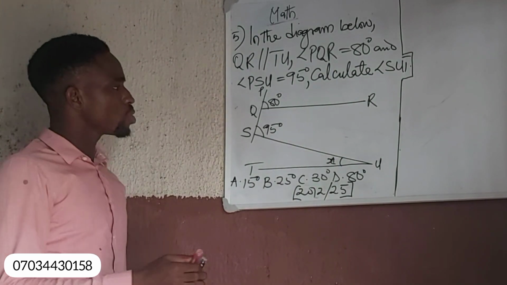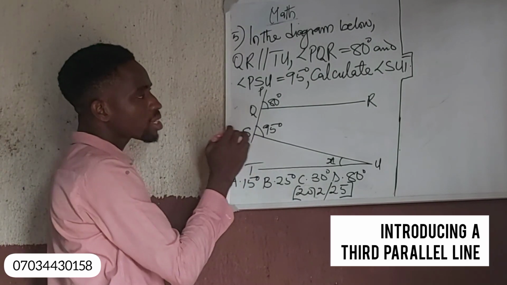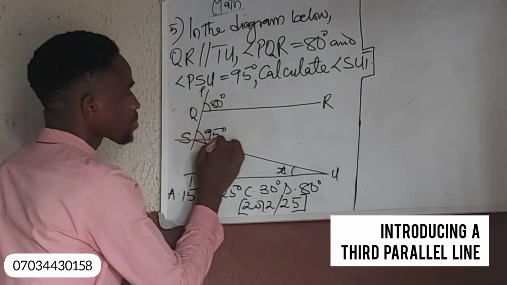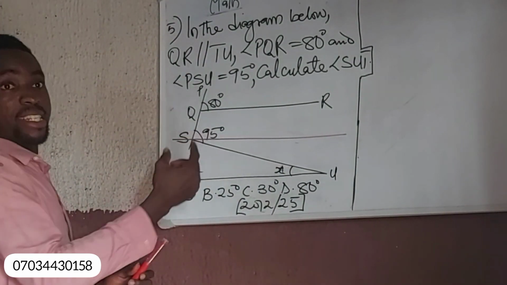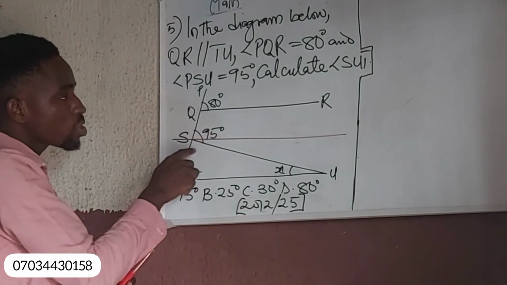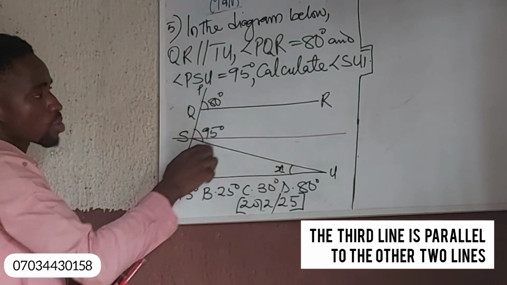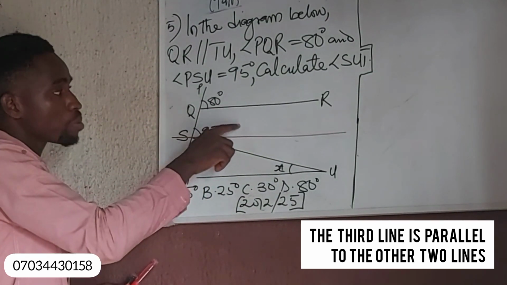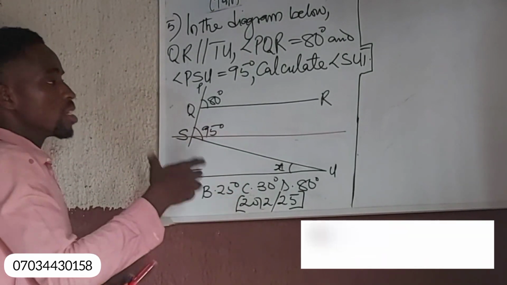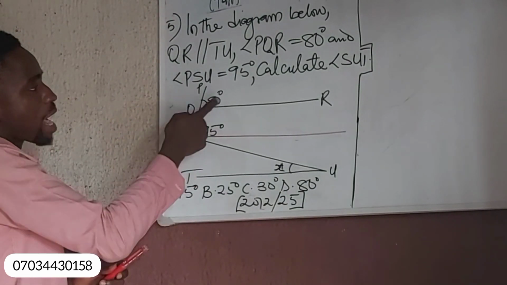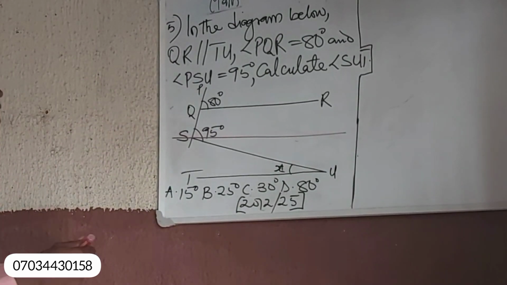But then I would like to use another method, where I'll introduce a third line in between these two. I will introduce this line parallel to these two lines. So these two lines are parallel. If I draw a line that is parallel to any of them, it will be parallel to the next one. So this line is parallel to this and parallel to this. With that in mind, I will know that whatever happens here will happen here, and whatever happens here will happen here. So with that already, I will now go ahead and solve.